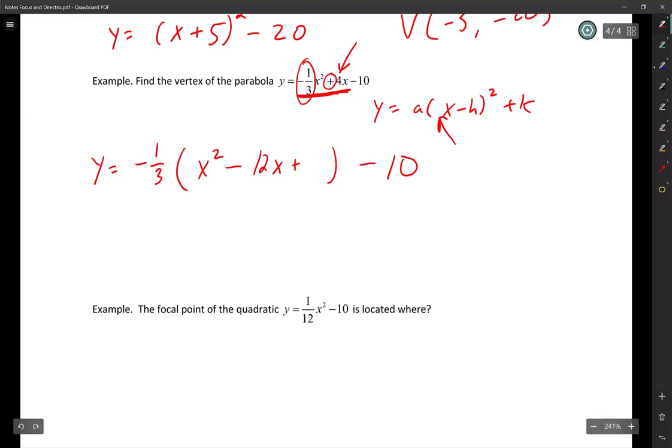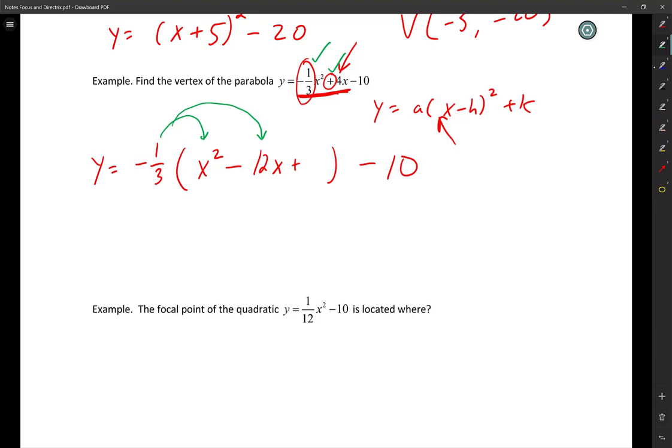No? Okay, check it out. If you were to distribute this, negative 1/3 times x squared, do you get a negative 1/3 x squared? If I were to distribute that negative 1/3 times a negative 12x, do you get a positive 4x? There it is. So you can see what I did. If you have a number for your quiz in a little bit that is not a 1/3, but a fraction like 2/3, do the reciprocal.